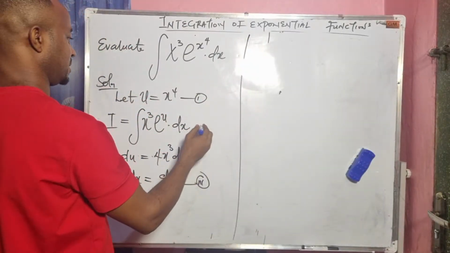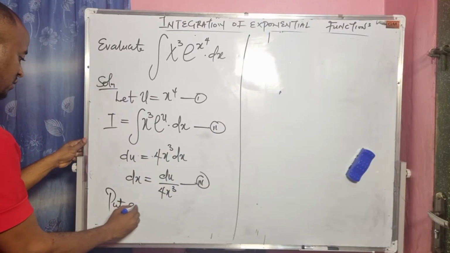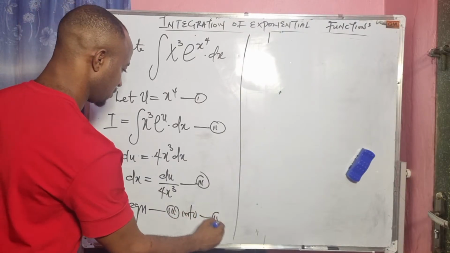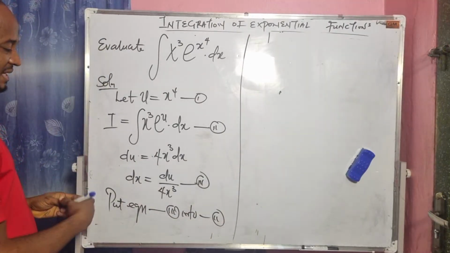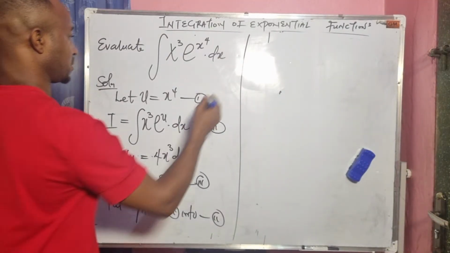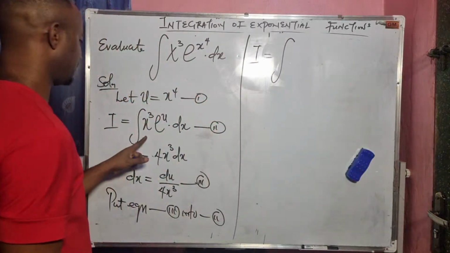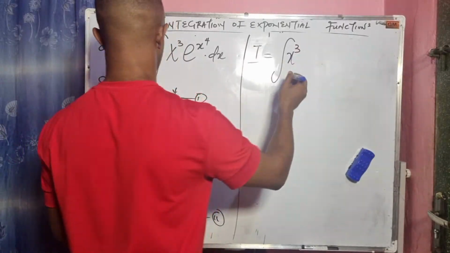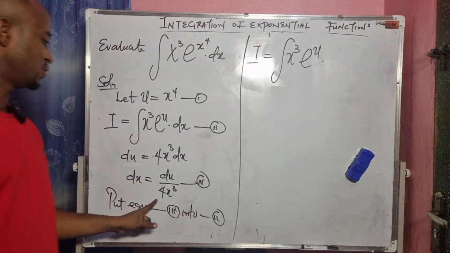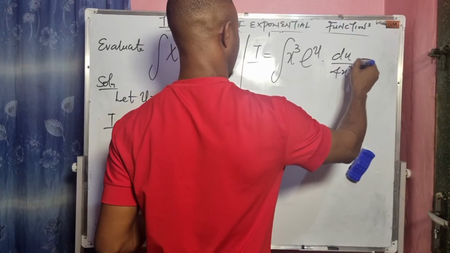This is our equation 2. This is equation 3. I can put equation 3 into equation 2, meaning I'm going to substitute the value of my dx into this so that s cubed can cancel. So we have our integral I equals the integral of s cubed times e^u times our dx, which is du over 4s cubed.